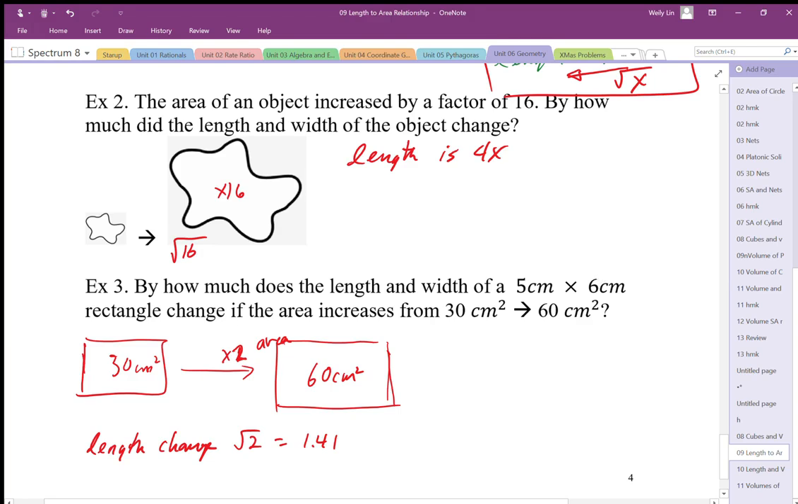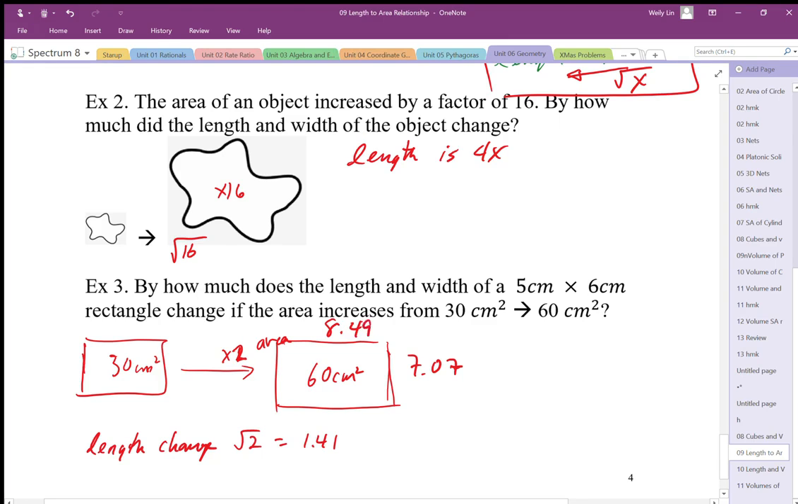10 times 12 is 120. That's too much area. I need something less than double. And the multiplying factor I need is 1.41. So if I were to figure out the length and width of this, it's approximately, now because square root 2 is not a nice number, it's going to end up being not a nice decimal, so I'm going to end up with 7.07. That's times 5, and then I'm going to get 8.49.